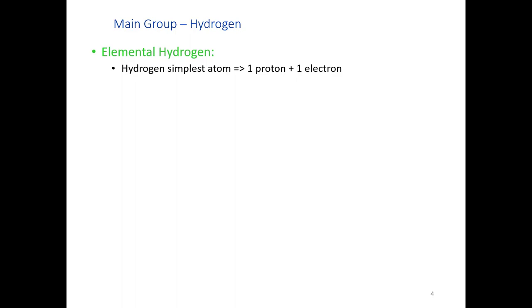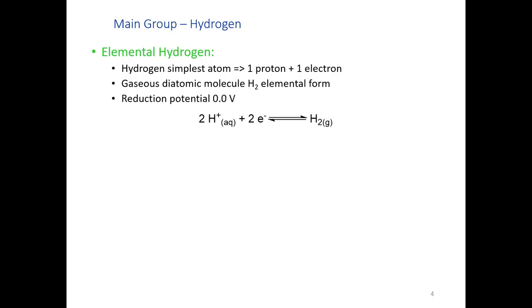Starting with hydrogen, it is the simplest atom with 1 electron and 1 proton. In its elemental form, hydrogen is a diatomic gas. Hydrogen gas has a reduction potential of 0, and the reduction of protons at pH 0 acts as the reference for all standard reduction potentials.